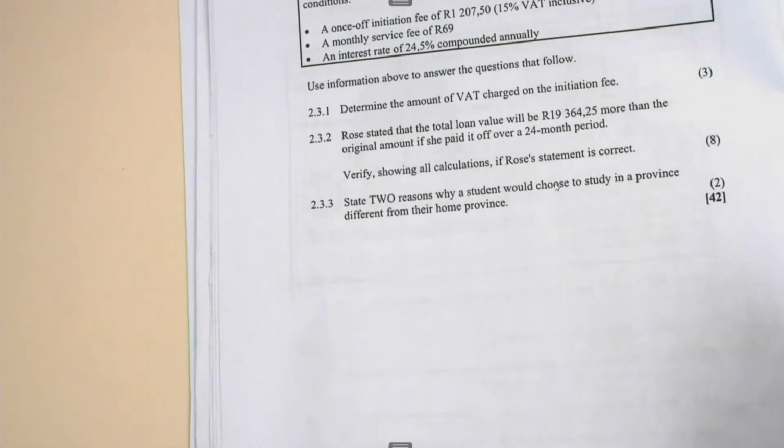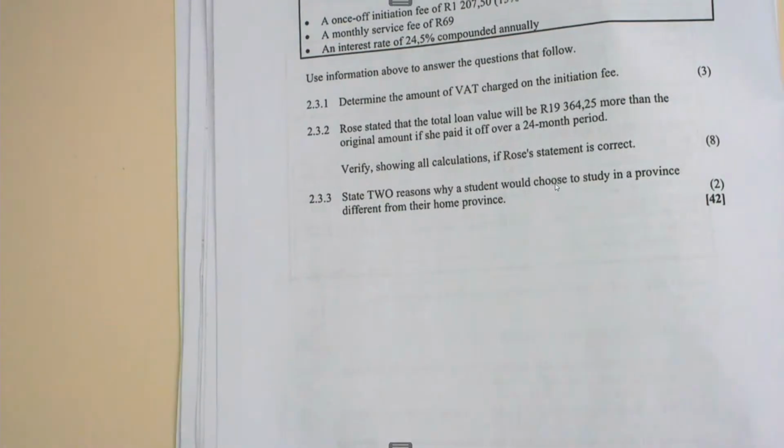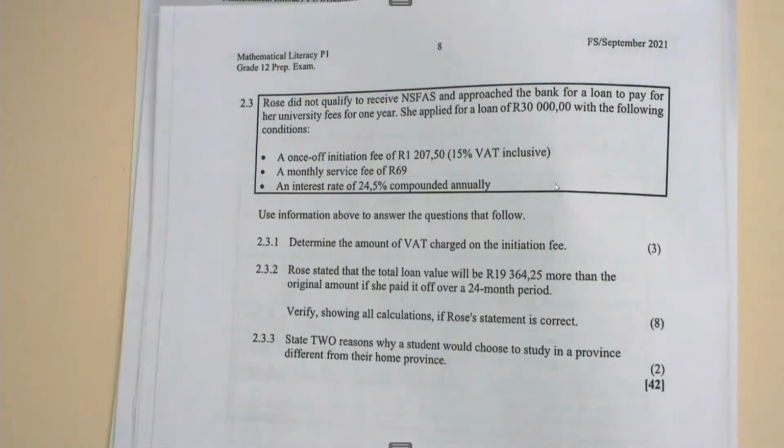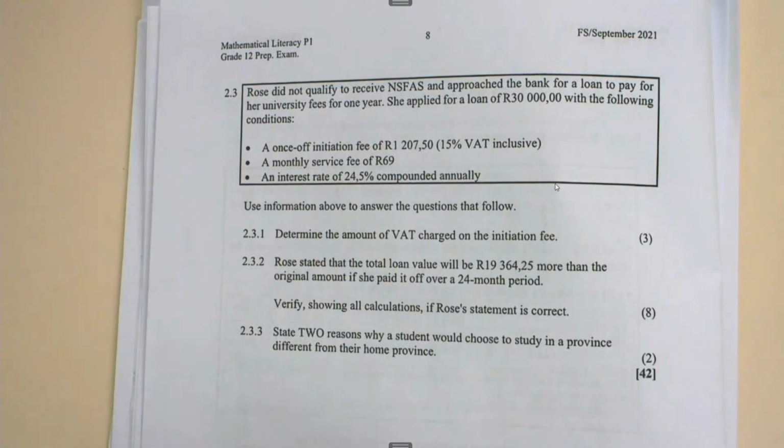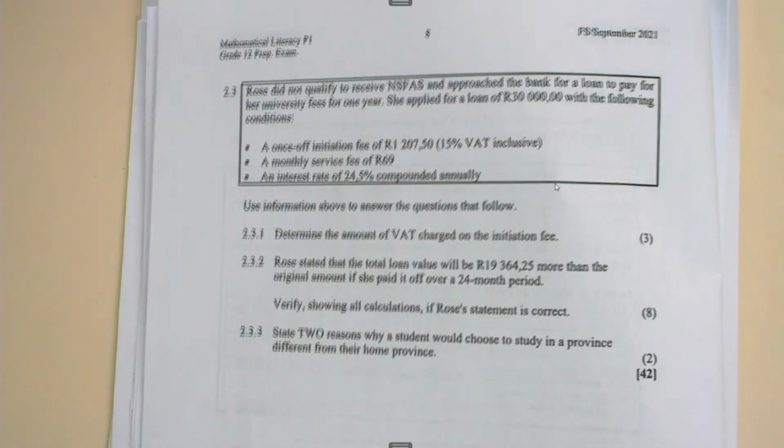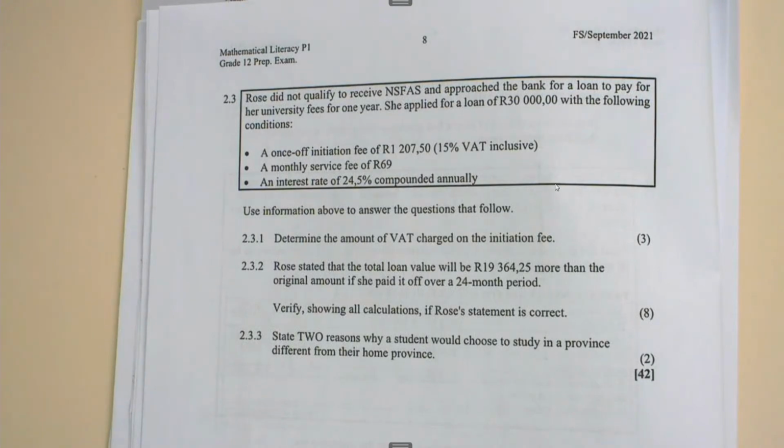Colleagues, I'm going to be faster. Time is against us. That is the information given to us. Rose did not qualify for NSFAS and so on. So that is the information given to us. Use the information above to answer the questions that follow.